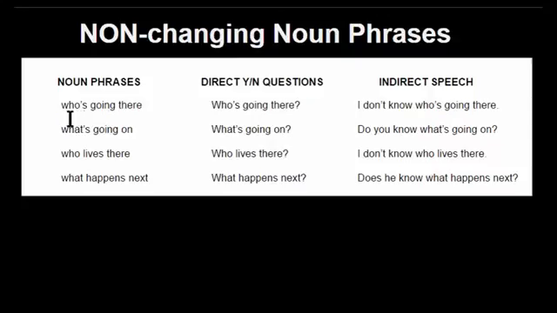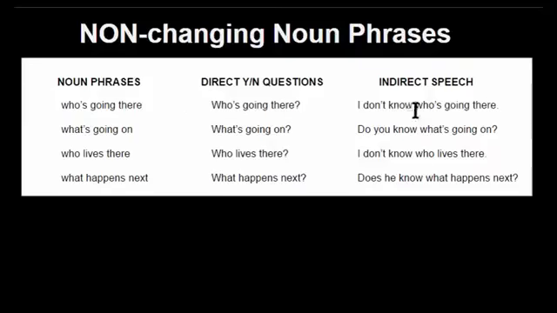In the noun phrase, we don't say who. Okay, the first two are examples of is. Who is and what is. This who, what, we have that example when we say who's or what's. It's very interesting. We can say who's going there. I don't know who's going there. Who's going there is the direct question.